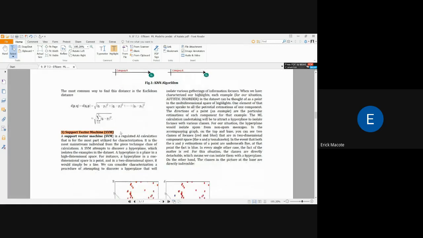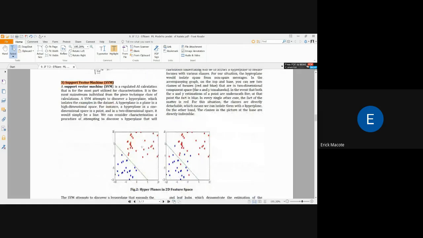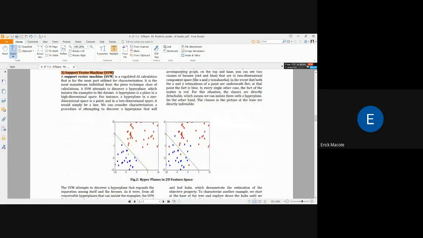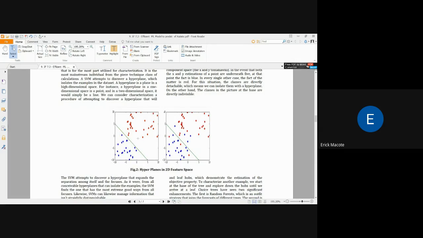Regarding support vector machine, this is a model that represents the points of the sample in space, separating the classes into spaces by means of a separation hyperplane. In the following picture, you can see two classes of points, red and blue, that are in a two-dimensional feature space. If both the x and y values of a point are below phi, then the point is blue. In every other case, the point is red.